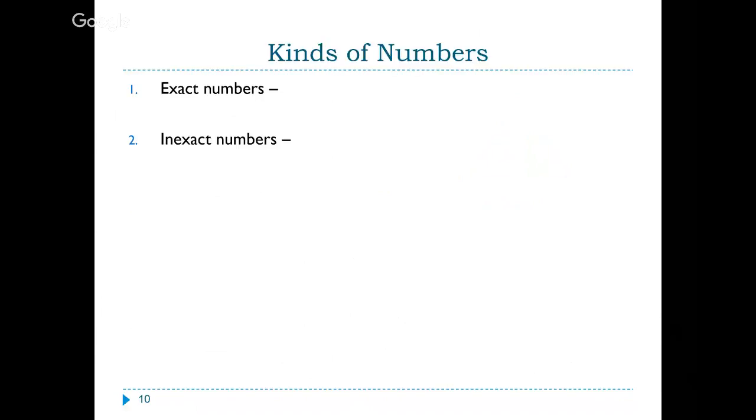Inexact numbers are any type of measurement that you make. So these are the numbers that have grams or meters or degrees Celsius or liters or whatever after them. All measured numbers are considered to be inexact because it depends upon your measuring device. How many places past the decimal point does your measuring device go? That last digit is always going to be an uncertain digit.